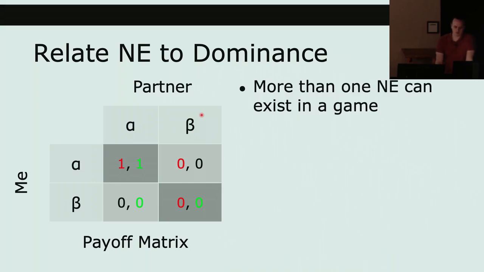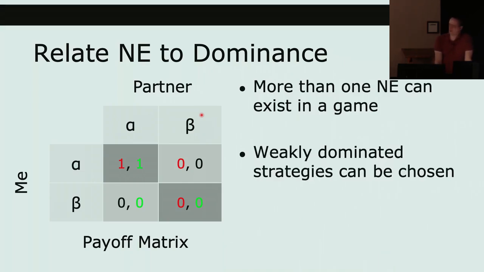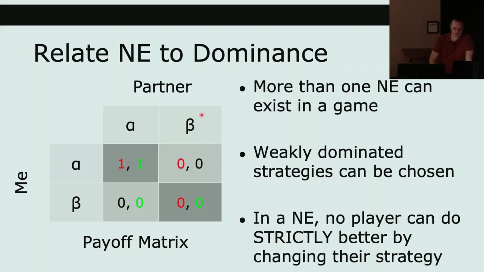Also, more than one Nash equilibrium can exist in a game. Weakly dominated strategies can be chosen in a Nash equilibria, and here's just an example of that. And in a Nash equilibrium, no player can do strictly better by changing their strategies, but you could do as well if you change your strategy.